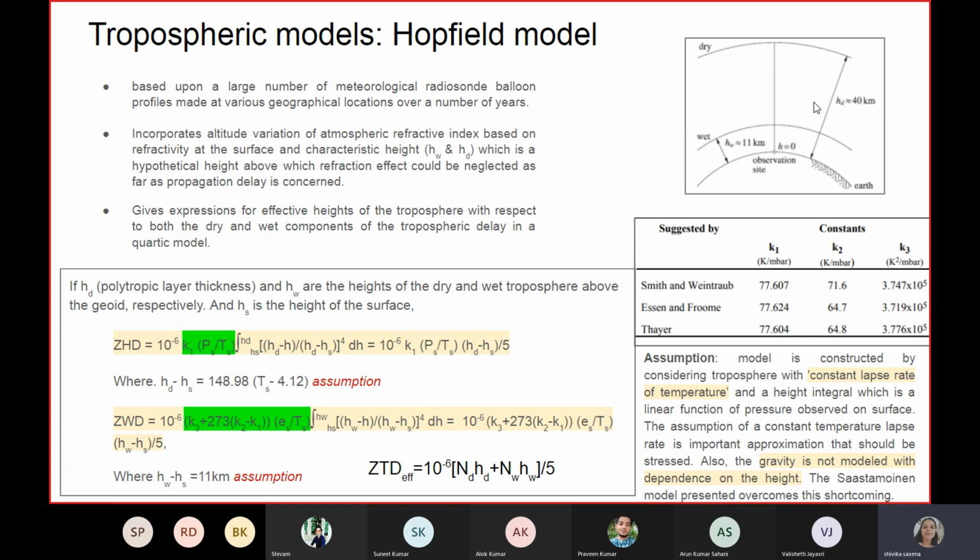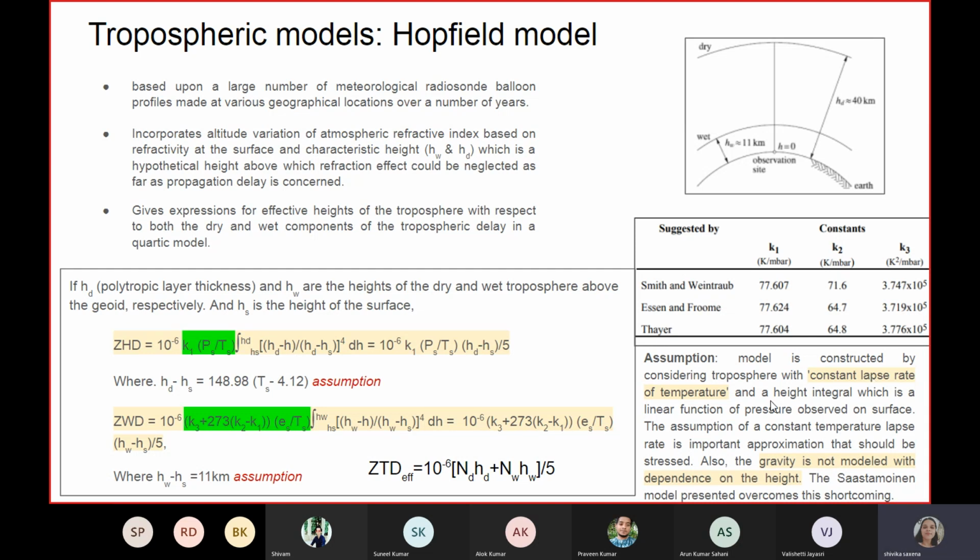So as you can see, the Hopfield model introduces two different characteristic heights, okay, so a different height for the wet delay as well as a different height for the dry troposphere. Here there is an assumption that there is a constant lapse rate of temperature. As we have already seen, there is a continuously changing vertical lapse rate of temperature in the atmosphere, which causes the different layers of the atmosphere. But in this model, we assume that the lapse rate of temperature is constant throughout the troposphere.